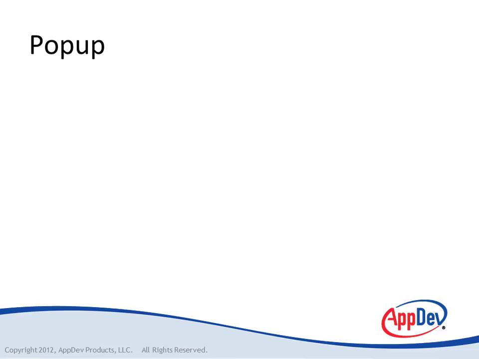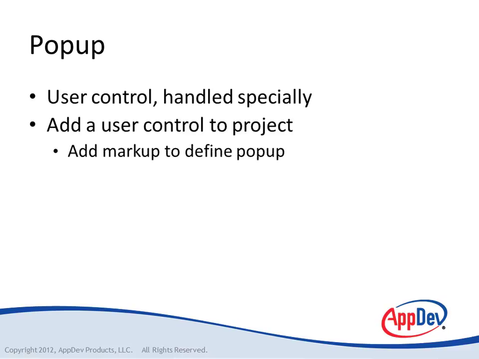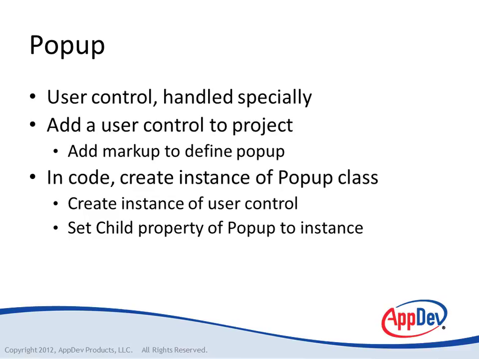Now, we're treating a pop-up as a control, but it's really not. It's really a user control, which is handled specially. In order to create a pop-up, you add a user control to your project and add markup that defines what the pop-up looks like. In code, you have to create an instance of the pop-up class. You have to create an instance of your user control, and then set the child property of the pop-up you created to be the instance of your class that you created. You'll see code that does this in just a bit.